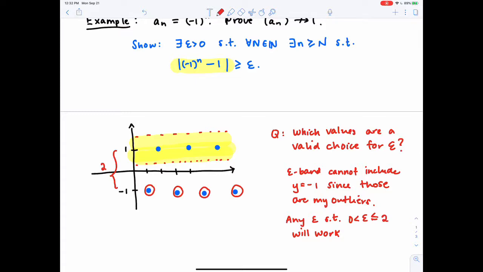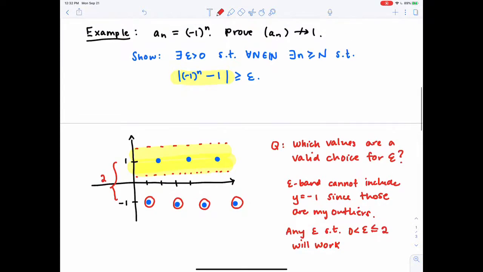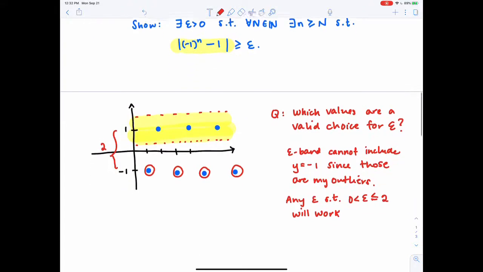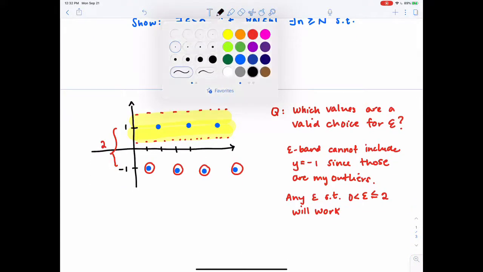So now I know I can pick any epsilon I want. I need to come up with the argument how no matter what capital N I pick, I can always find a little n bigger than it that will give me an outlier. But really I'm just looking for a subscript that's odd. I'm going to go ahead and write out my proof here.